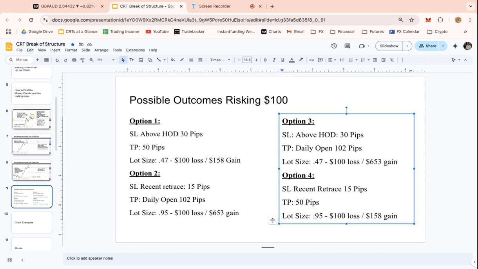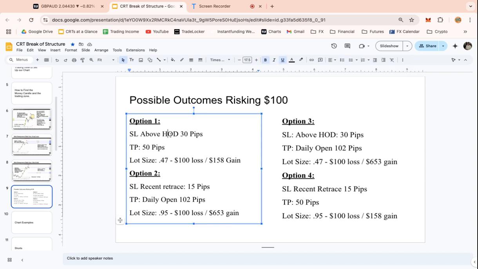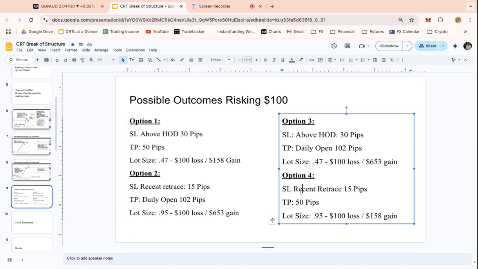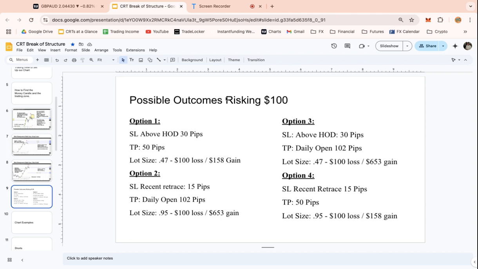In essence, you're still risking $100 to get a possible $158 gain. So it's more or less you're changing where you're putting your stop loss and your take profit. But either way, the only thing that's still fixed is the $100 loss. That's the one constant that you'll see in all of these levels here. But that's just a possible outcome if you're risking $100. That is amendable, but that's up to you.